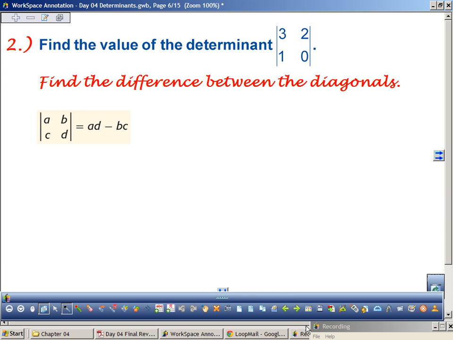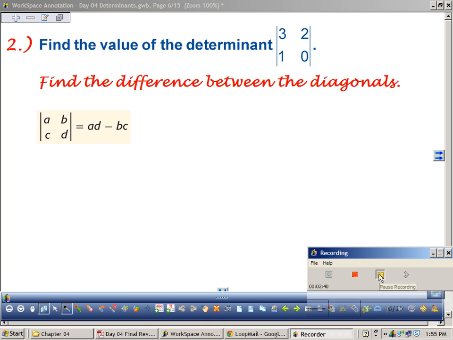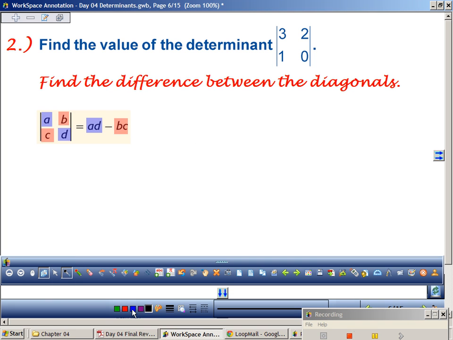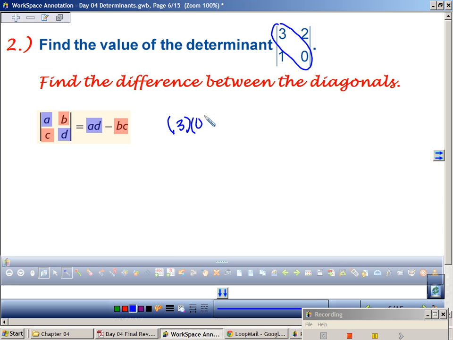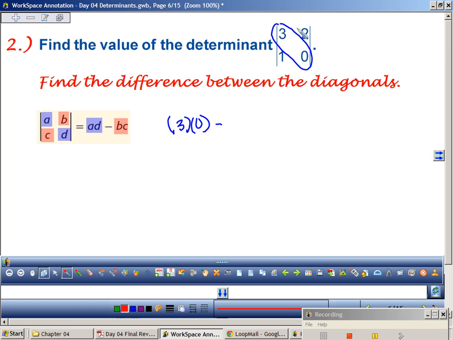You guys try one. Okay, so you should have gotten A times D, which is 3 times 0, minus 2 times 1. Well, does it ever stay that easy? Should I change my color? 0 minus 2, which is negative 2.